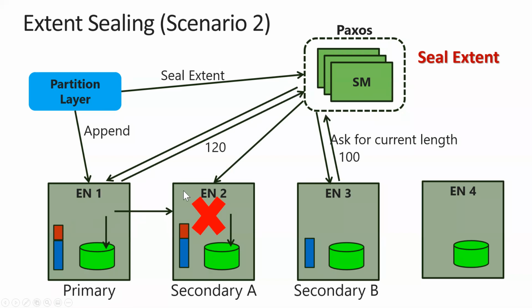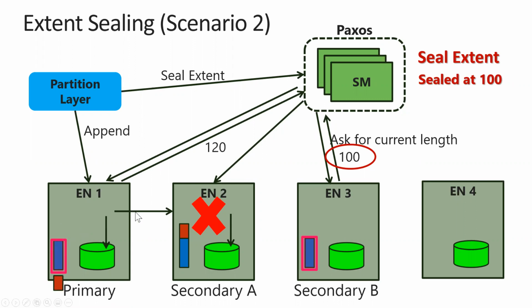It will ask for the current length, as per our logic. This one will return 120. This one was unresponsive. This one will return 100. So now it will take the minimum of these two. It will take 100 and seal at 100. As you can see, this is not a problem because this data was still not acknowledged to the customer.